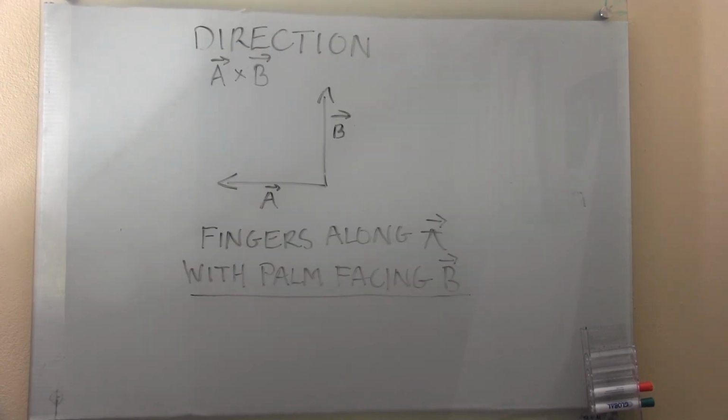To determine the direction, you can either use the right-hand rule or the screw rule. The right-hand rule says if I am to determine the direction of A cross B, I place my fingers along the direction of A with my palm facing B, curl the fingers, and whichever way my thumb points is the direction of the vector. In this case, my thumb points into the page. You can also use the screw rule, which says move the first vector towards the second, and whichever way that would screw would be the direction of the vector. In this case, it would screw into the page.